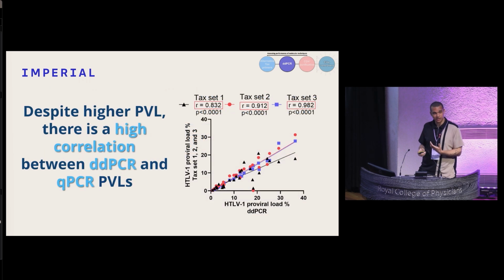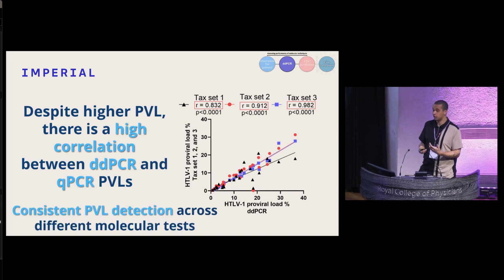Now, despite this higher proviral load obtained, there is still a strong and significant correlation between the proviral loads obtained using digital droplet PCR as well as qPCR. Again suggesting that we're able to consistently detect HTLV1 provirus across different molecular tests.